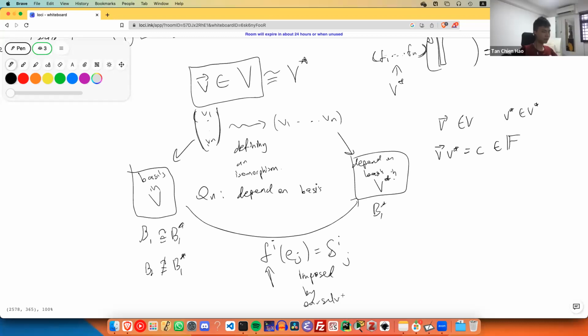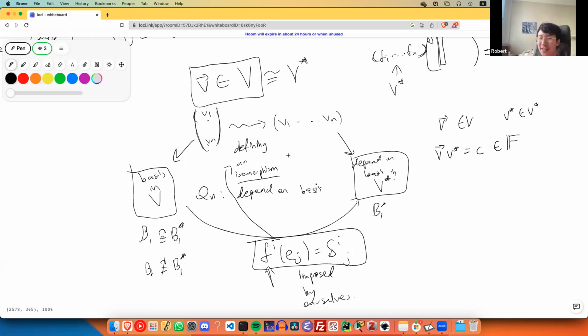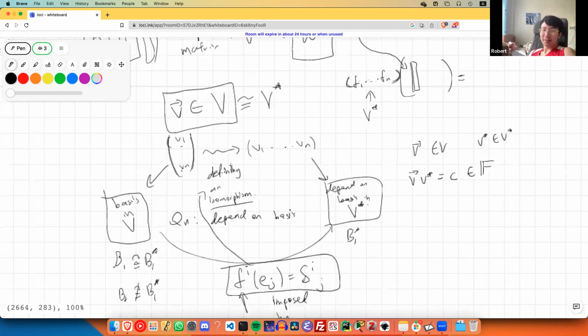It's much clearer. So maybe with this imposition, right? This imposition implies that there's an isomorphism. Yeah, okay, I can see it now. I guess this is the underlying step that we're doing. Makes sense.